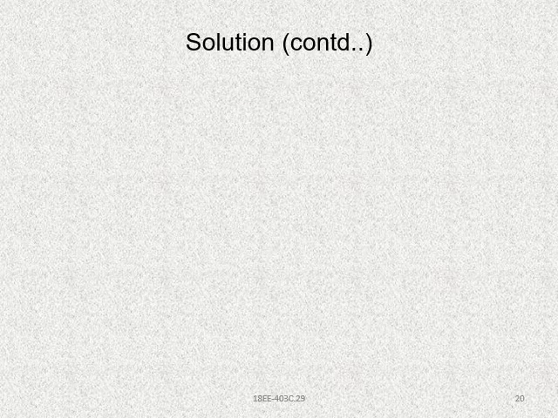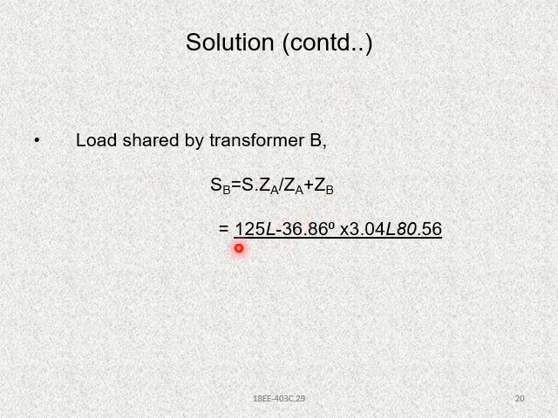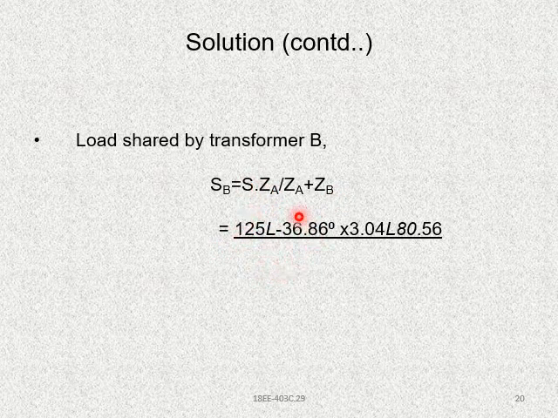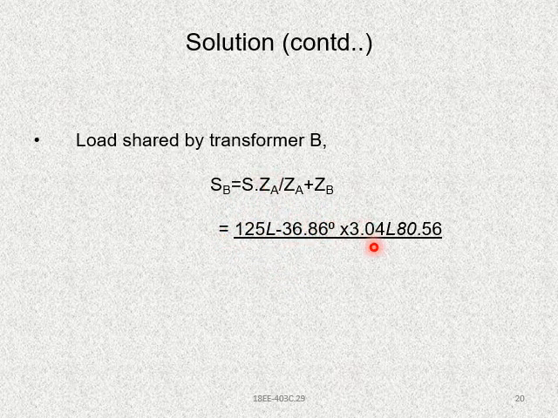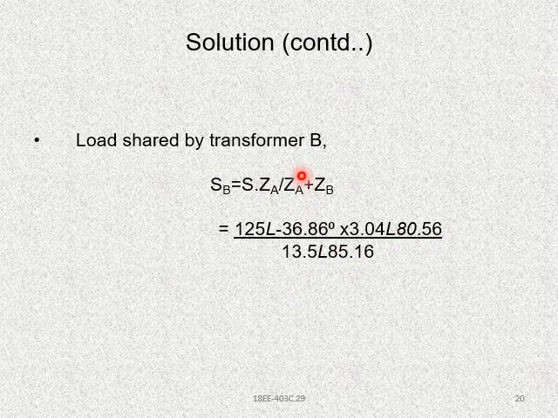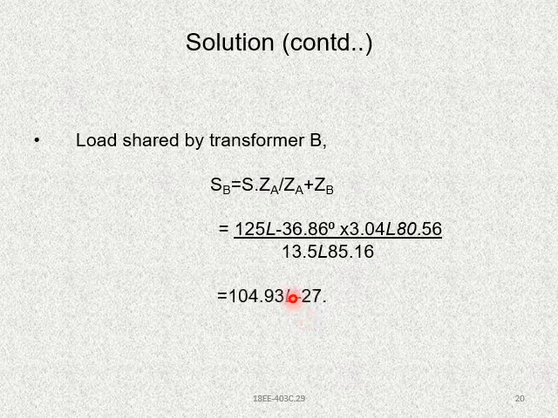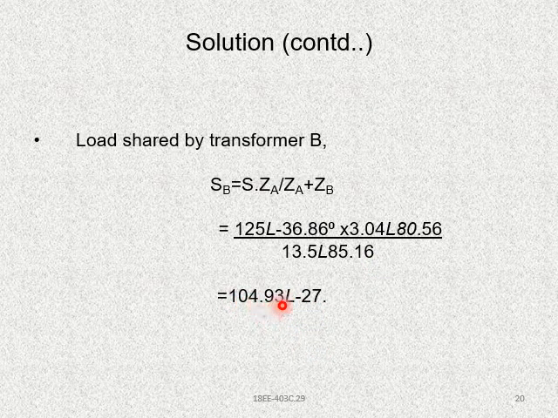After that, we need to find the load shared by the transformer B, that is SB equals S into ZA by ZA plus ZB. Again we have the value of S, that is 125 at an angle of minus 36.86 degrees, into the value of ZA, 3.04 at an angle of 80.56, divided by in total ZA plus ZB of 13.5 at an angle of 85.16. If we just solve it directly, you will be getting 104.93 at an angle of minus 27 degrees.